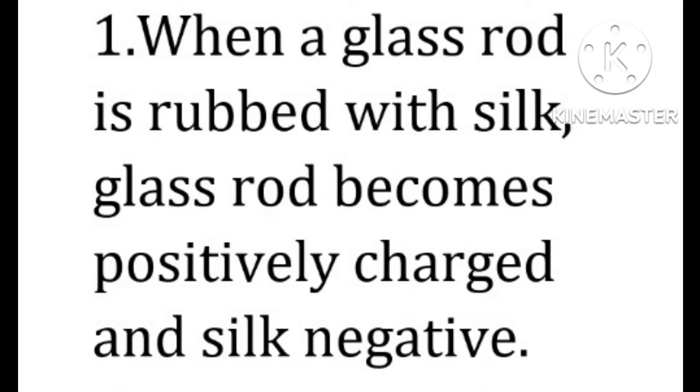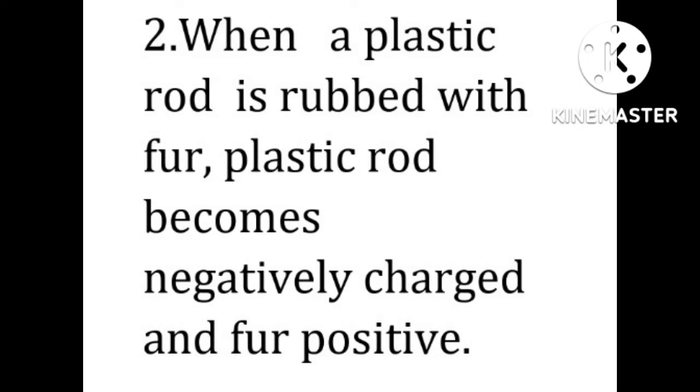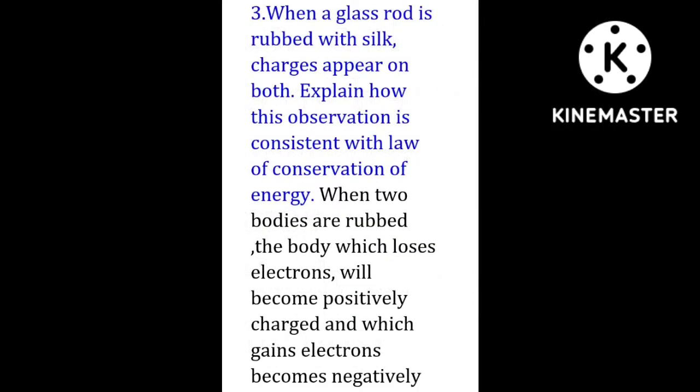During electrification, a transfer of charge takes place via the transfer of electrons. The body that gains electrons becomes negatively charged and the body that loses electrons becomes positively charged. Here the glass rod loses electrons, that's why it becomes positively charged, and silk gains electrons, that is why it becomes negatively charged. In a similar way, when a plastic rod is rubbed with fur, the plastic rod becomes negatively charged and fur becomes positively charged. Now we can move to the next question.